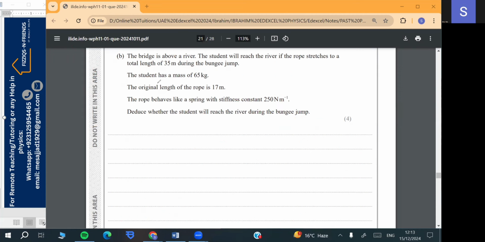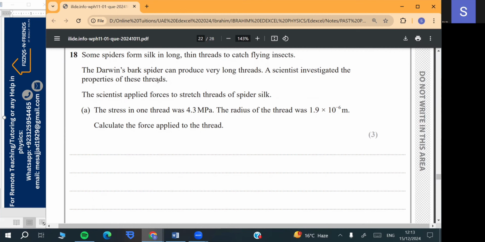Some spiders form silk in long, thin threads to catch flying insects. The Darwin's bark spider can produce very long threads. A scientist investigated the properties of these threads. The scientist applied forces to stretch threads of spider silk. The stress in one thread was 4.3 megapascals. The radius of the thread was 1.9 into 10 to the power minus 6. Calculate the force applied to the thread.